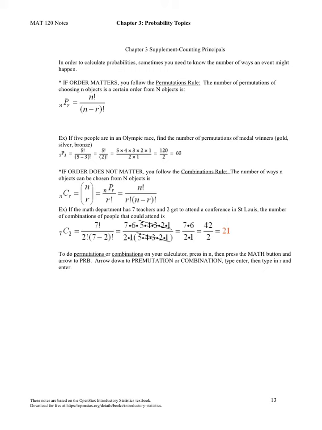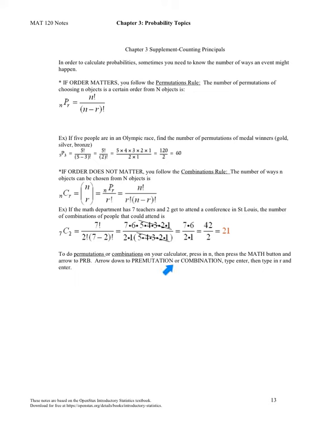Now in this case, order doesn't matter. So we're going to use 7, choose 2, using a combination. And it's going to look like this. And once again, we'll use our factorials. We'll go ahead and simplify, and we will solve.